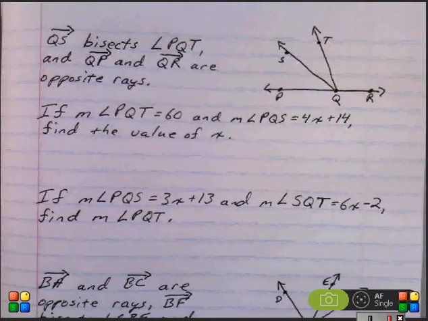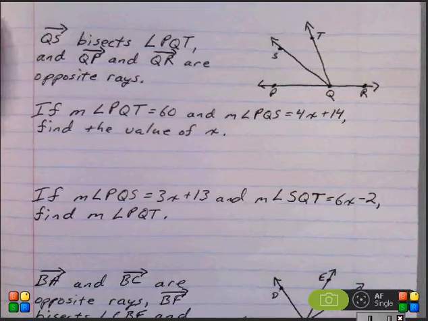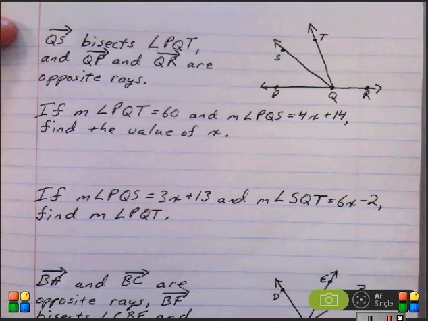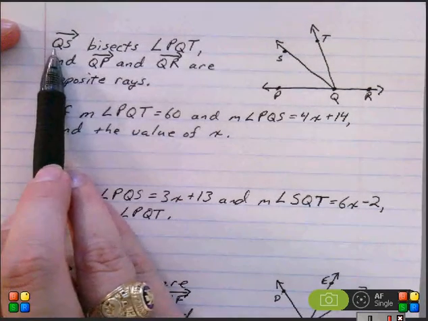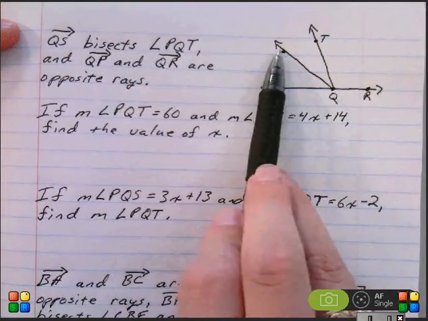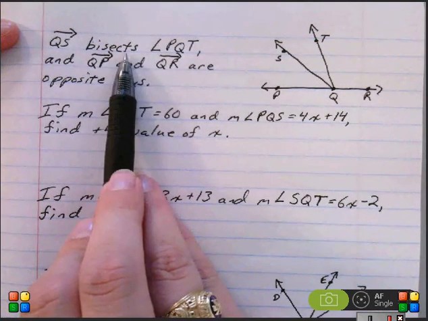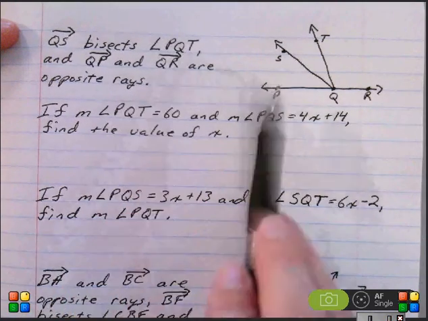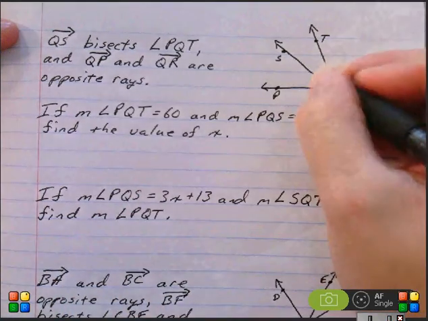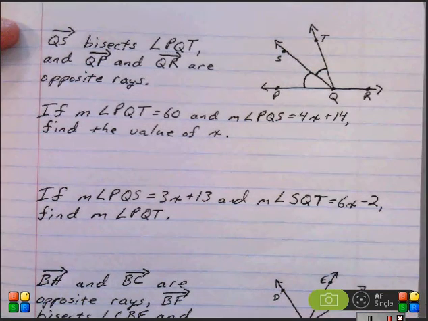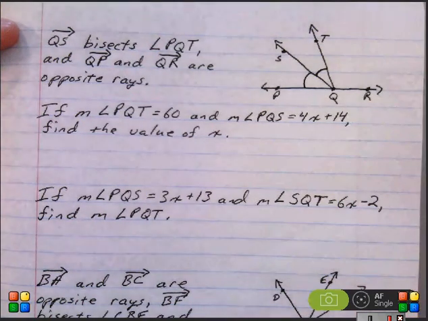All right, so we have another picture here. This time we're going to be working with some different information and applying some of our vocabulary terms. It says ray QS bisects. Bisect, we said, cuts it into two equal parts, angle PQT. So that means we know that this angle is exactly the same as that one. It cut it into two equal parts. So I'm going to go ahead and label that. We put those symbols in there to say that those are congruent.